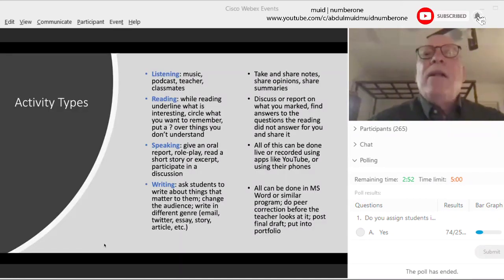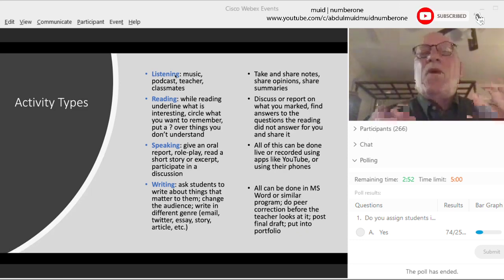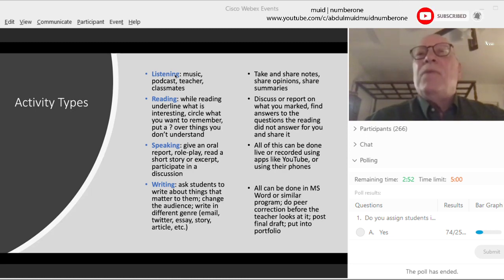Okay, so now let's look at different activity types. There are different types of things that you can do. Listening. You can have your students listen to all kinds of things. You can have them listen to something that has something to do with grammar, or listening to music for vocabulary, or listening to music for ideas and things, or whatever. Have them listening to podcasts, or just you as a teacher.